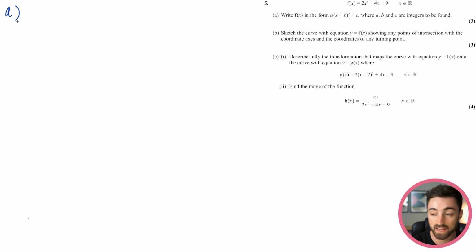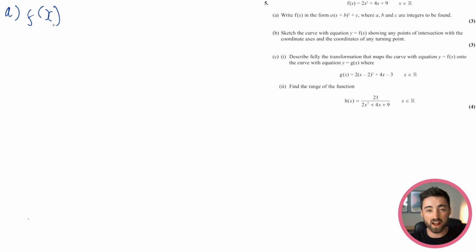Cool. Question 5. Looks like we're jumping into the quadratics. Okay, so the first bit looks like we're completing the square here. Really important, if there's a number in front of the x squared when you're completing the square, before you do any completing the square, remove it. So factorize it out and put it in a big square bracket.